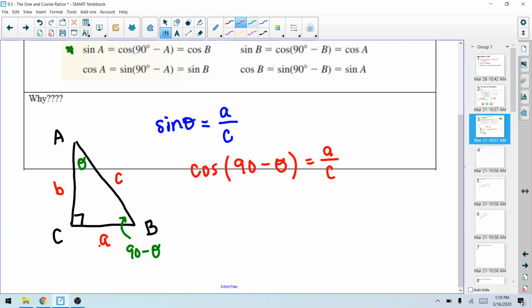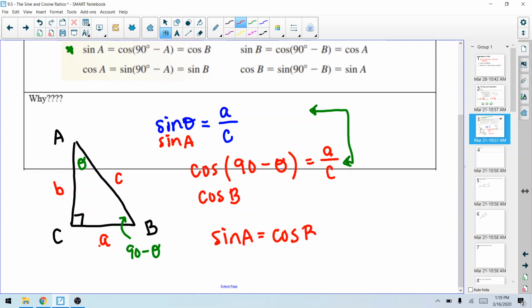And then you're going to take a look at these two things, and what do you notice? Okay, so they're the same thing. So sine of theta, cosine of 90 minus theta, same thing. Another way I can write cosine of 90 minus theta is the cosine of B. Another way I can write the sine of theta is the sine of A. And because they're the same thing, I can say that the sine of A is equal to the cosine of B. And that is where that theorem is coming from.